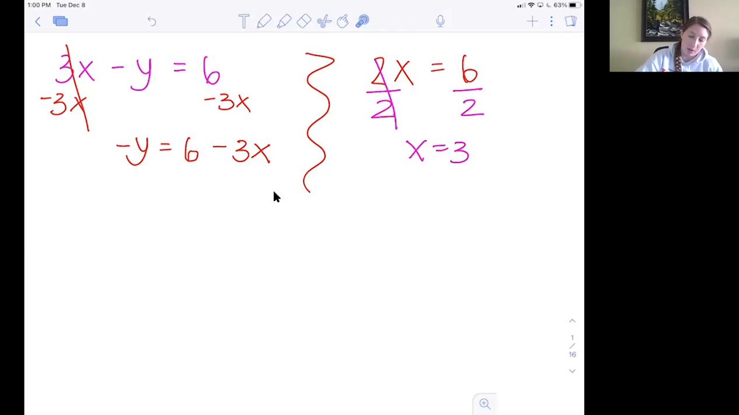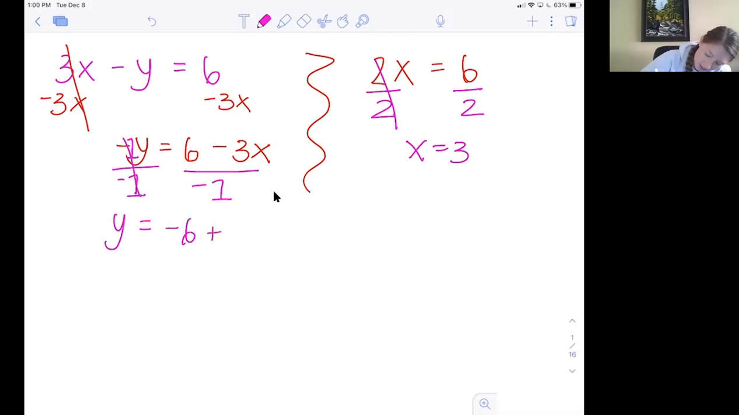I didn't finish this problem, right? Because we have this negative, and I don't want a negative y. That's like saying negative 1y. And again, negative 1 is being multiplied by y, so I have to divide by negative 1, and then divide by negative 1 over here. So then my answer is negative 6 plus 3x. Okay?